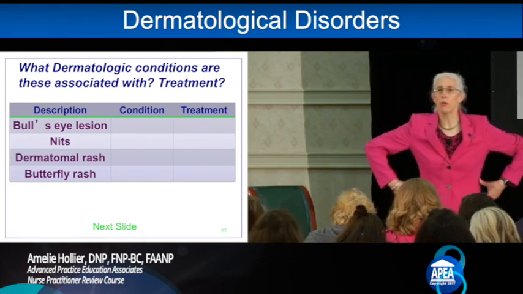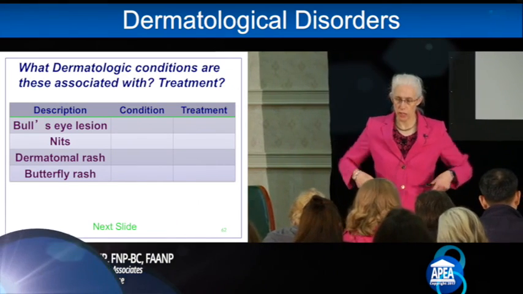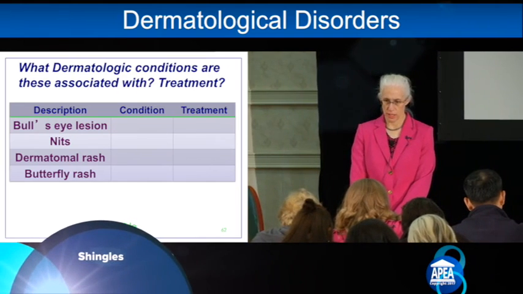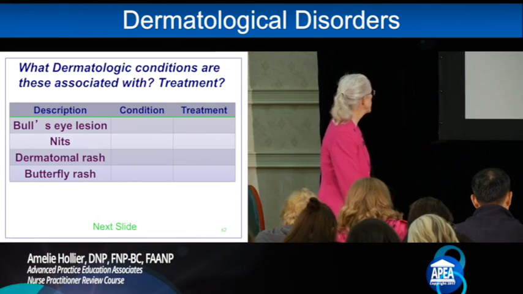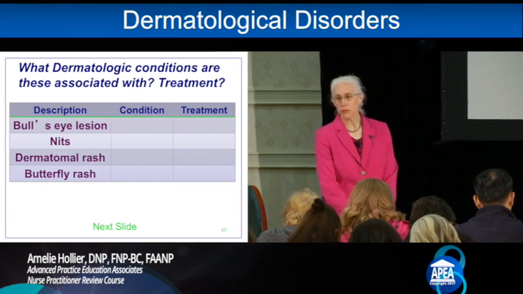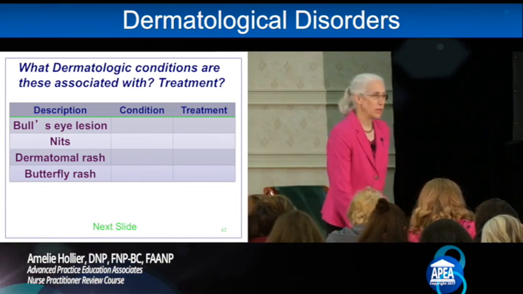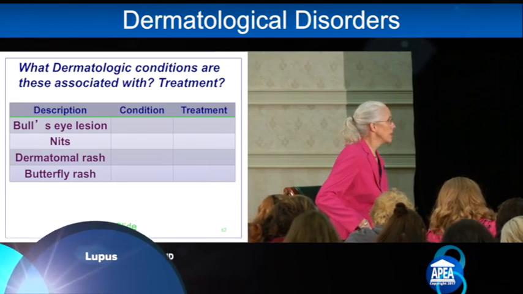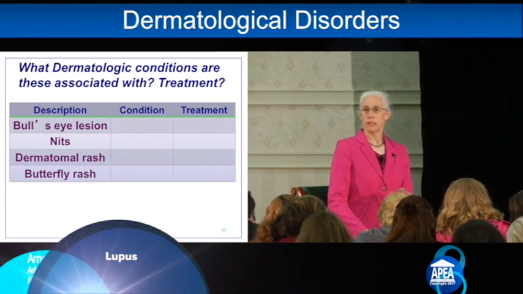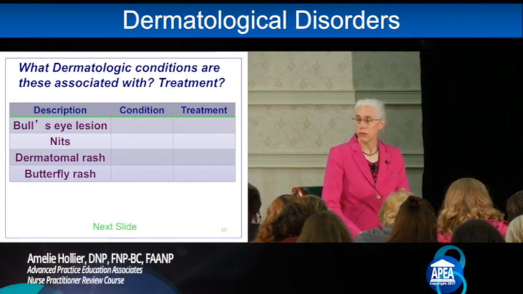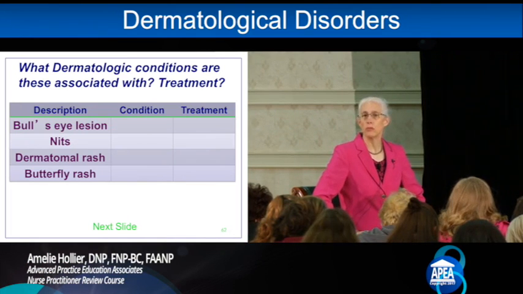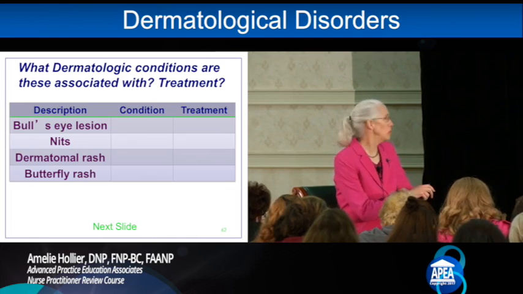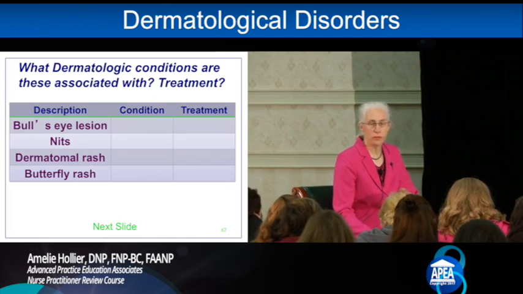The dermatomal rash, shingles, how's that one treated? An oral antiviral agent. The butterfly rash, lupus, how's that treated? Referral, right? They go into rheumatology. Unless it's discoid lupus, and they may end up in derm. But lupus, I'm thinking rheumatology.